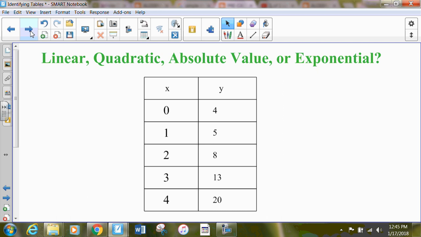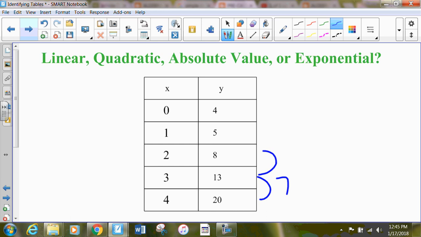All right, let's look at one more. Let's go ahead and do the hoops. 20 minus 13 is 7. 13 minus 8 is 5. 8 minus 5 is 3. And 5 minus 4 is 1.